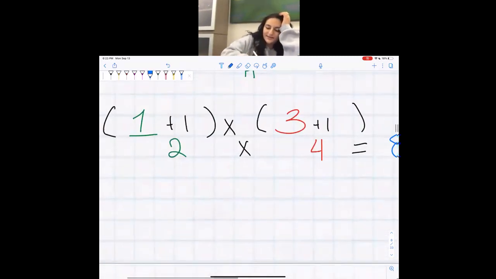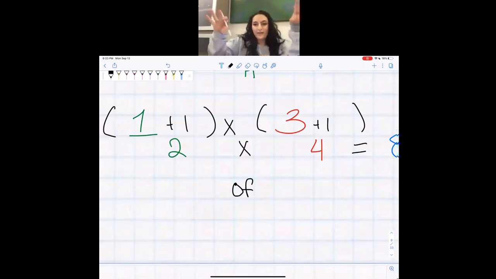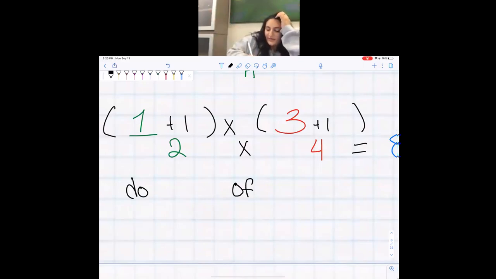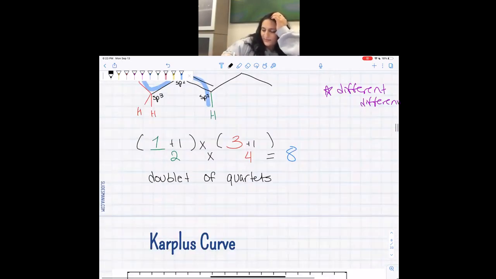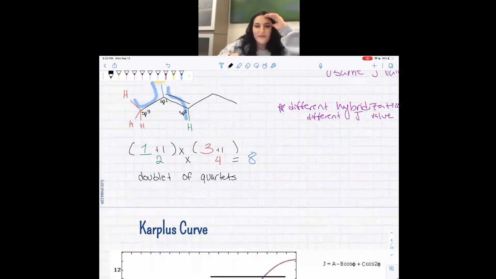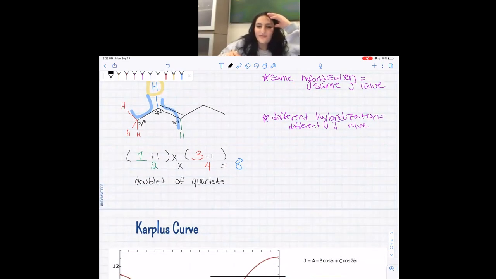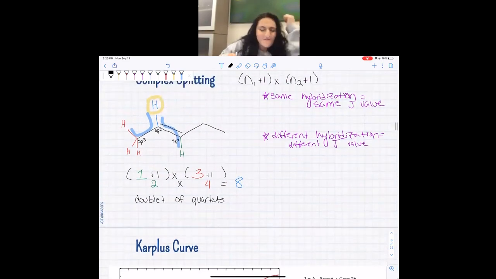So 8 is the multiplicity, and when it comes to naming this, it's super simple. The X turns into an "of," and then we name each side separately. So it's going to be a doublet of quartets. I don't think I spelled that right, but whatever. So this is a doublet of quartets.